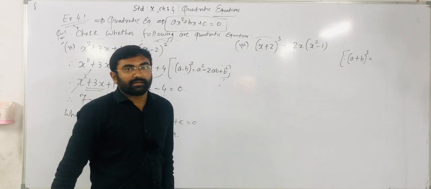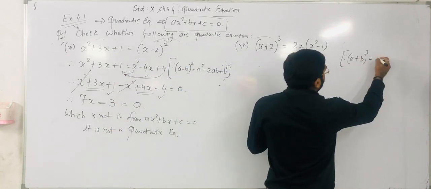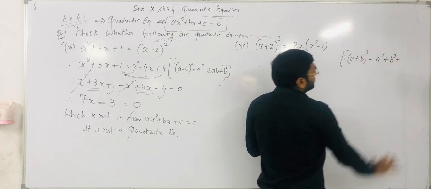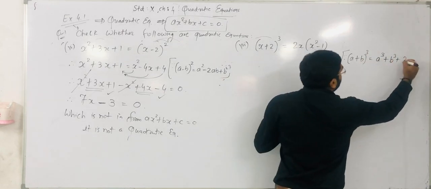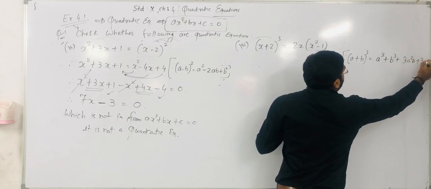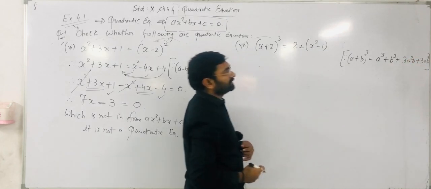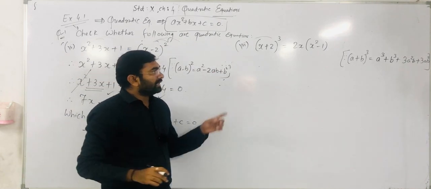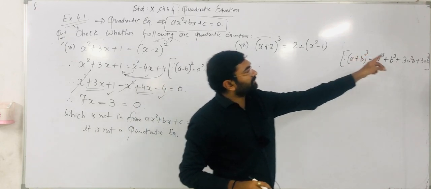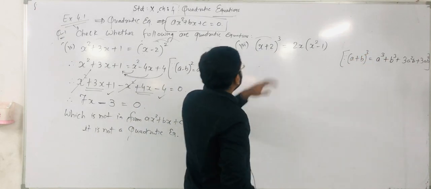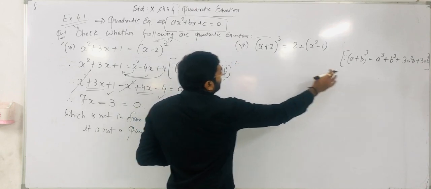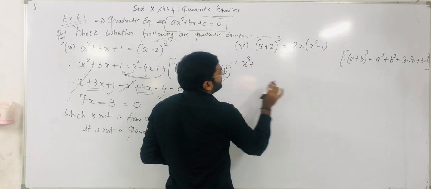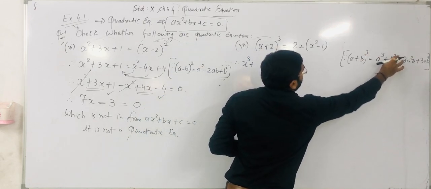And what is our formula? Our identity is a cube plus b cube plus 3a square b plus 3ab square. So that is our identity regarding cube. (a plus b) all cube is given, then we have to apply a cube plus b cube plus 3a square b plus 3ab square. So on the left hand side, the first term cube is x cube, plus b cube, where we have to write the second term cube.